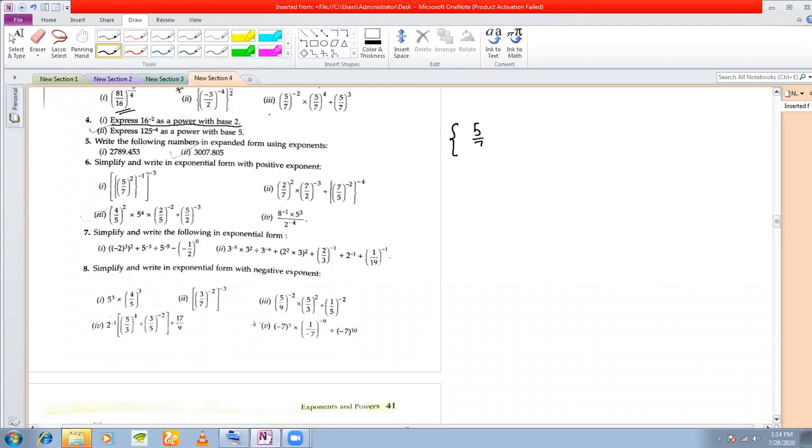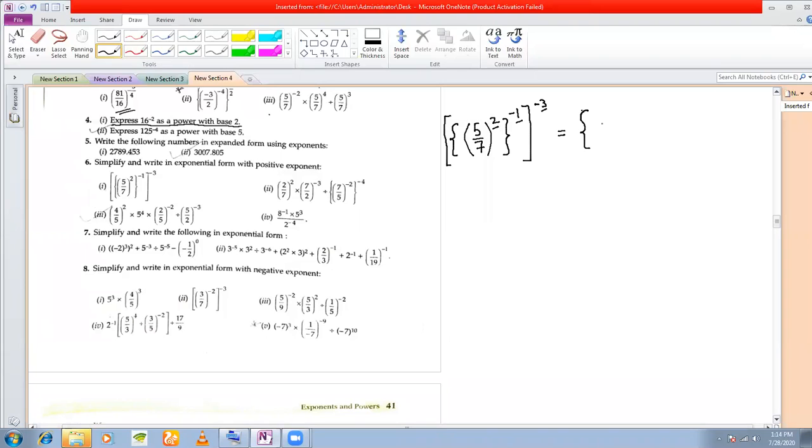5 by 7 to the power of 2, and further this 5 by 7 to the power of 2 has been raised to the power of minus 1 again, which is further raised to the power of minus 3. You have to write this in expanded form. First of all, I bring it all down to a single power. Okay, you see 3 powers here, 1, 2, and 3. I bring it down to a single power. How do I bring it down to a single power?